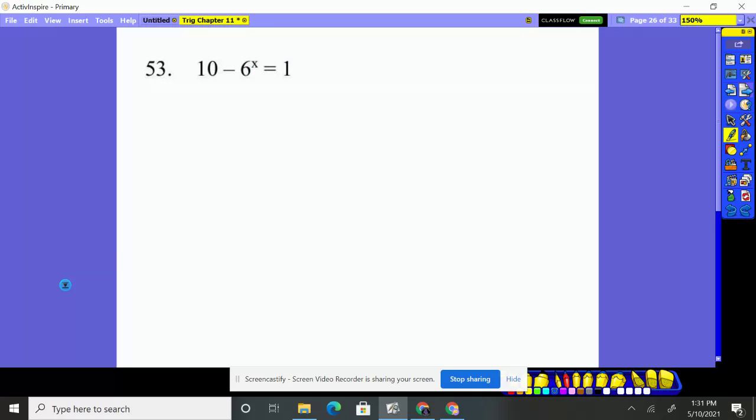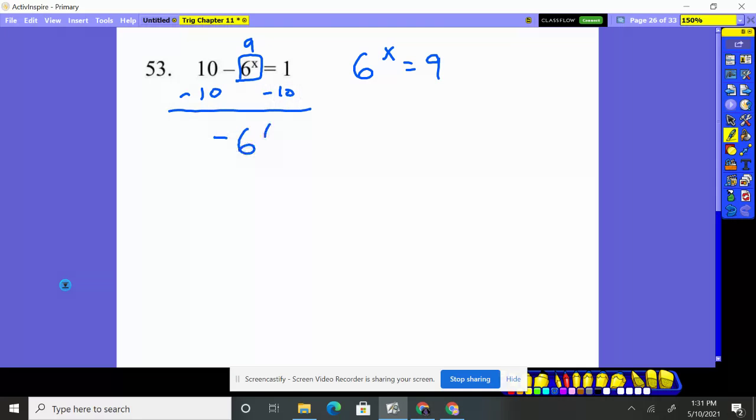Next one. Now, this is a little tricky. We should be able to see that 6 to the x is equal to 9, and that would make the problem easier. But if we're solving this, we subtract 10, and we have 1 minus 6 to the x equals negative 9. Now, this gets a little tricky because we can't be taking the log of negative numbers. You just can't do it.